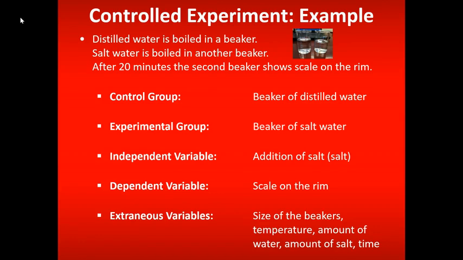What's the result? Well, when we run the boiling experiment, the dependent variable is scale on the rim for the beaker with salt. And so that provides us good data to draw conclusions moving forward. So control experiments are pretty important in the realm of science.